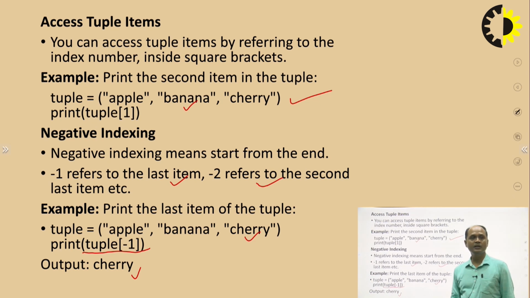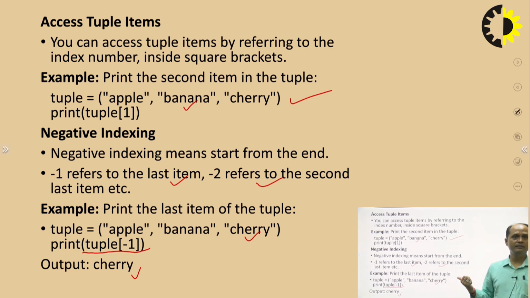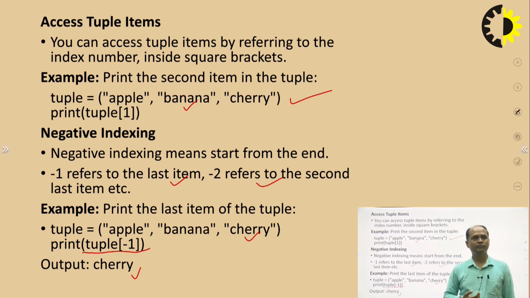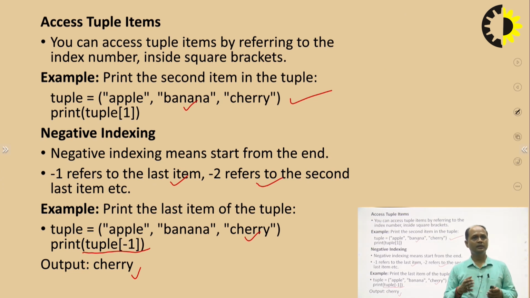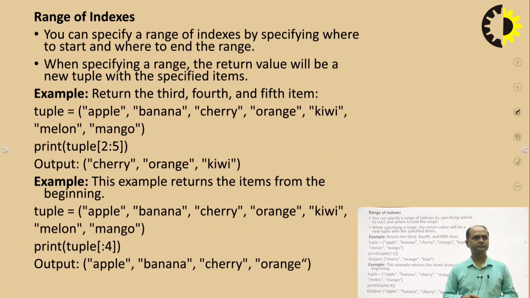Suppose in the place of -1, we put -2. What is the value of -2? If we give -2, then it will give banana. Suppose we give -3. What is the value of -3? That is apple. So we can apply negative index numbers in tuples.